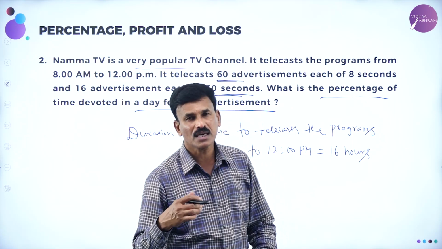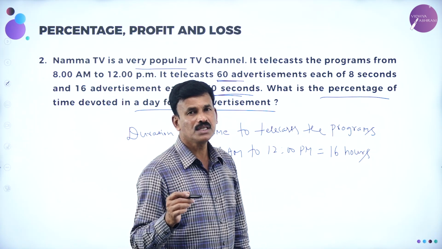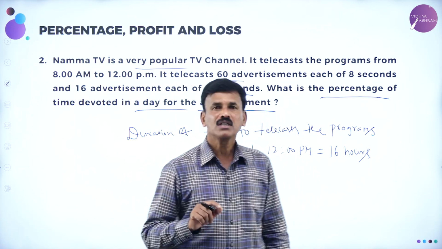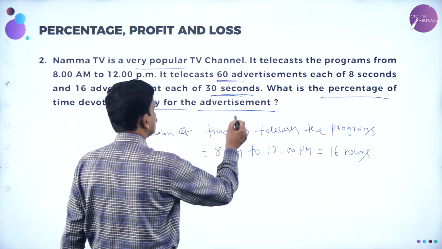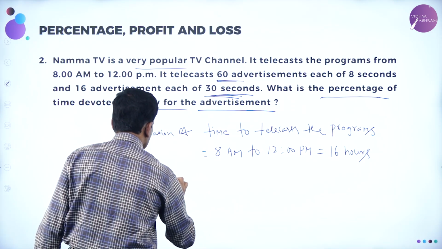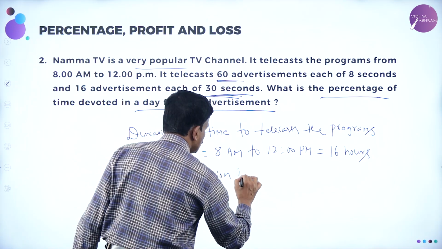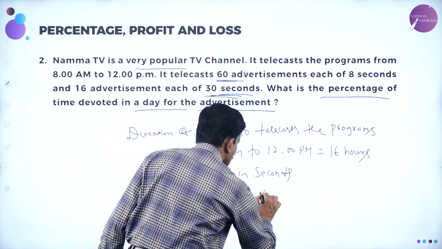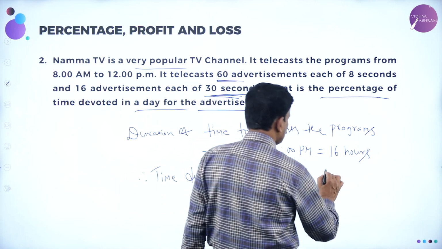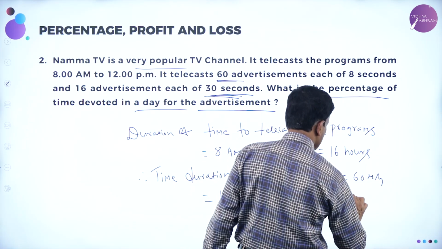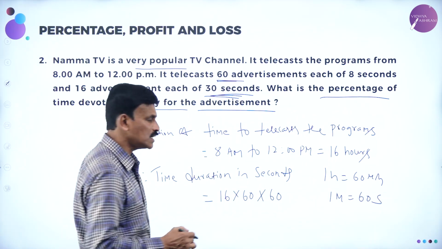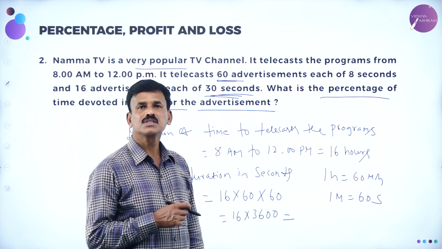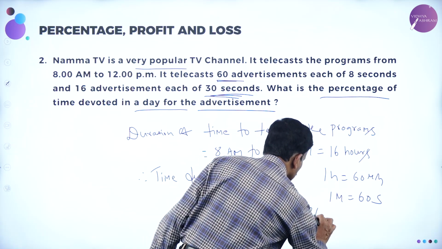Now convert this into minutes and seconds. Convert it into seconds, that's all. You know 1 hour is equal to 60 minutes and 1 minute is equal to 60 seconds. Because the problem is given in terms of seconds, the time duration in seconds is equal to 16 hours, 1 hour is 60 minutes, 1 minute is 60 seconds. So that is 16 into 60 into 60. That's equal to 16 into 3600. This is equal to 57,600 seconds.